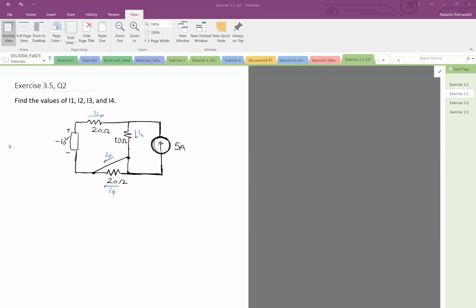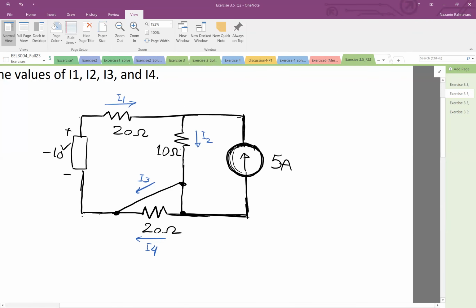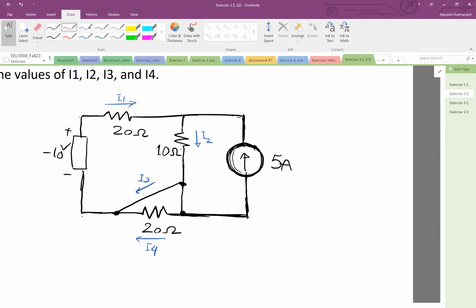Okay, this question: a circuit is given and we would like to find the values of I1, I2, I3, and I4. Okay, very good. Again, we can use KVL and KCLs. By just looking at this circuit, I see a voltage here, some voltage is given, and then a resistor here. So for KVL, again, you have to look for loops.